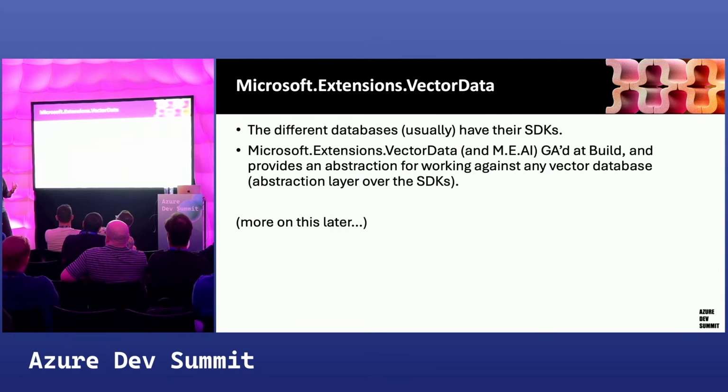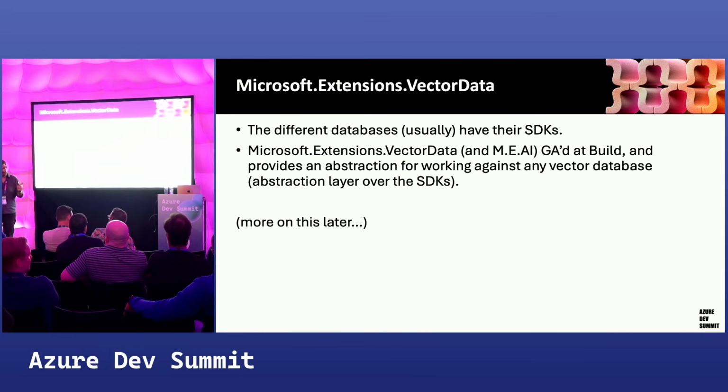However, at Build, we just GA'd just that, an abstraction for dealing with any sort of vector database. We did this at the same time as a sister library called MEAI, Microsoft.Extensions.AI. So these are two standard .NET packages which contain abstractions for doing things with AI. MEAI has an abstraction for a chat client. There's an IChatClient abstraction that can be used to talk to any LLM. There's an embedding generation abstraction, which we will use in 2 seconds. And MEVD gives you the vector database abstraction.